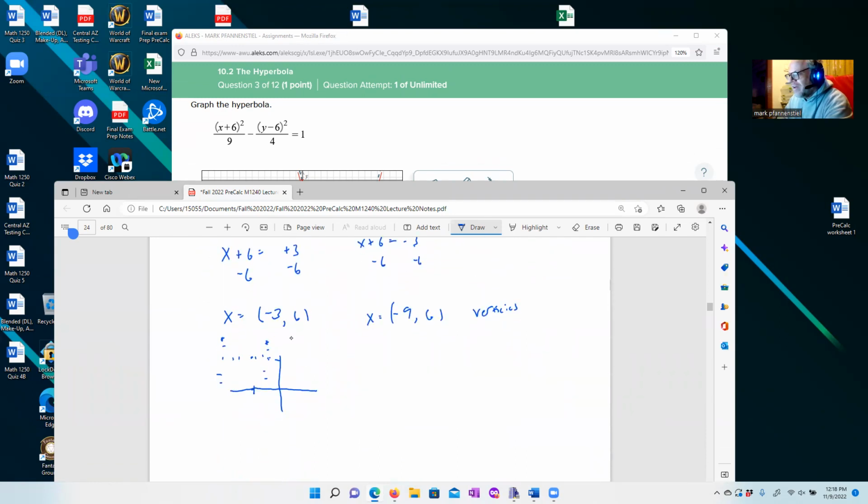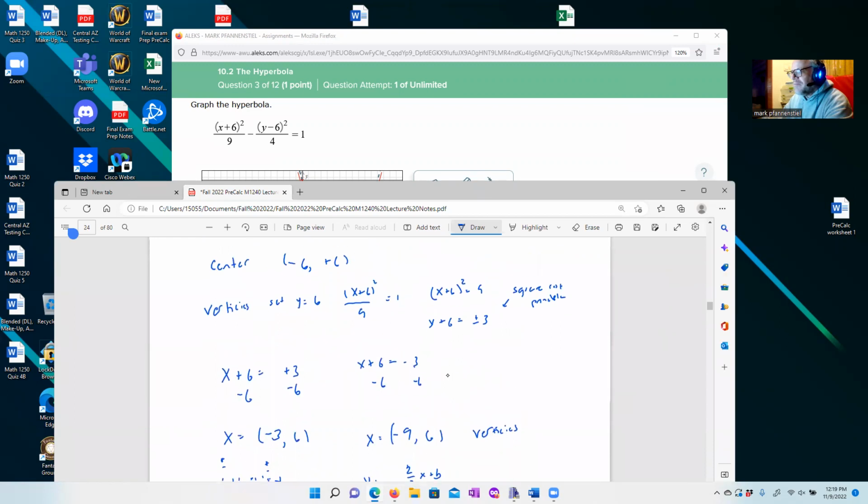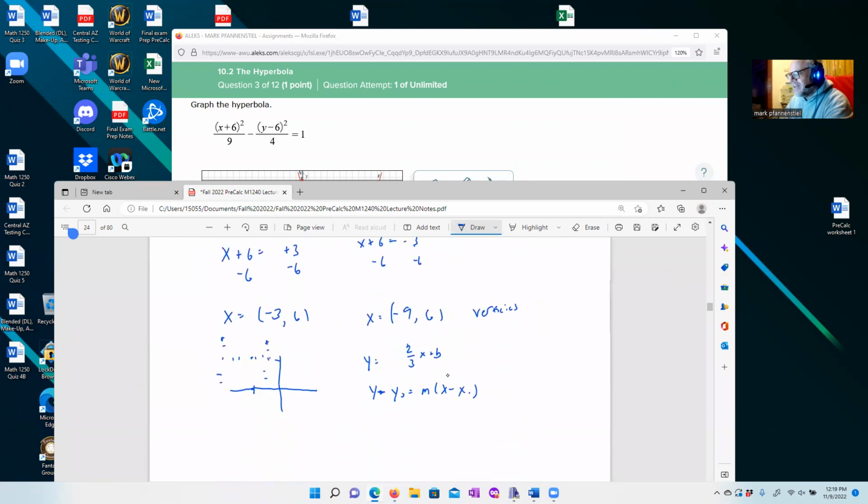So my rise over run is going to be 2/3. So y is equal to 2/3 x plus b. But that's not really the answer yet, because we also have to deal with the fact that y minus y sub 0 equals m times x minus x sub 0. So what's our center? Our center, going back up and looking at this, was -6, 6. Both the lines are going to go through the center. That's how we're going to build our box here.